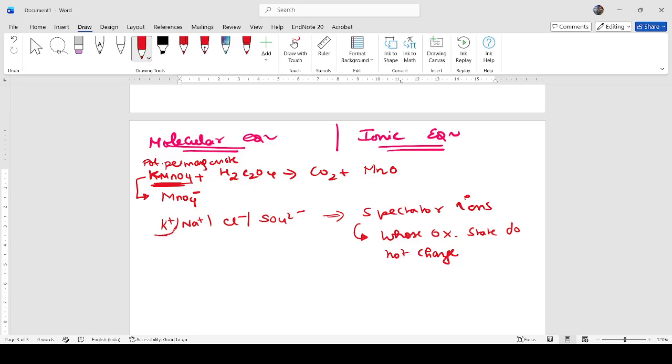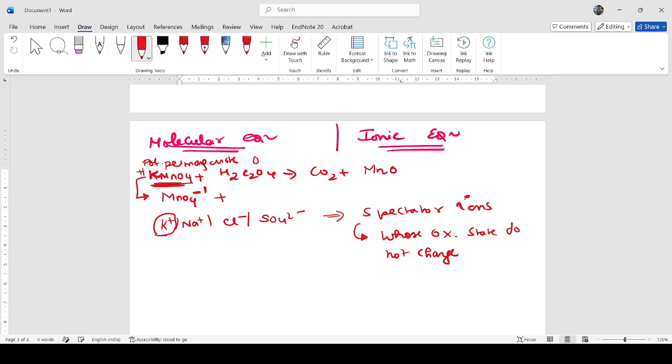That means K plus will remain as K plus in my product side also. It will be available in the solution. It will not be involved in any kind of reaction at all, any kind of redox reaction, to be very careful. So I write KMnO4 as MnO4 minus, because K is plus 1, then permanganate should be minus 1, na.